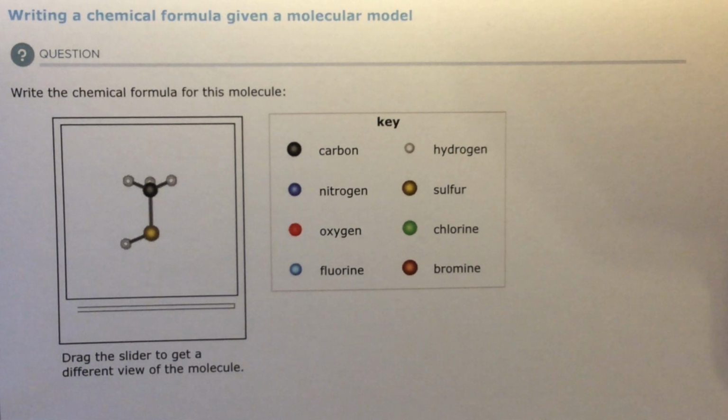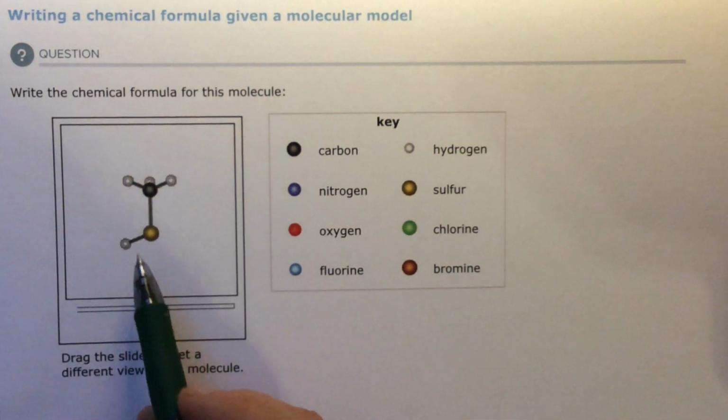Welcome back. This is an ALEKS homework video on writing a chemical formula given a molecular model. This is simple after you get the hang of it, but there are a lot of rules. If you don't know anything at all about how to name something, there are rules to follow.